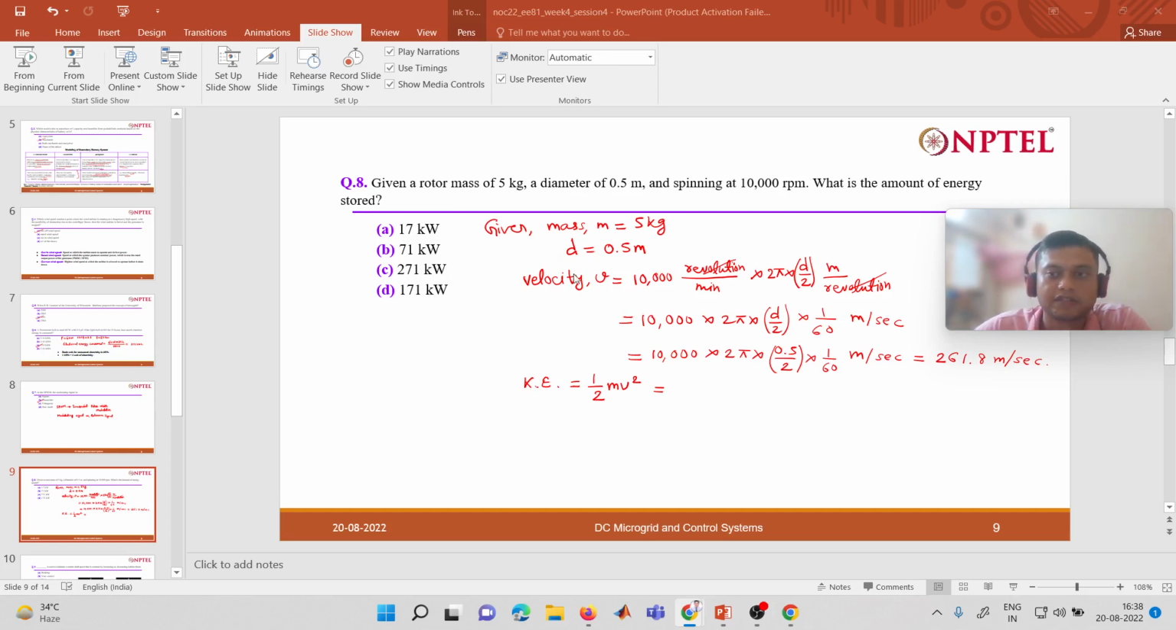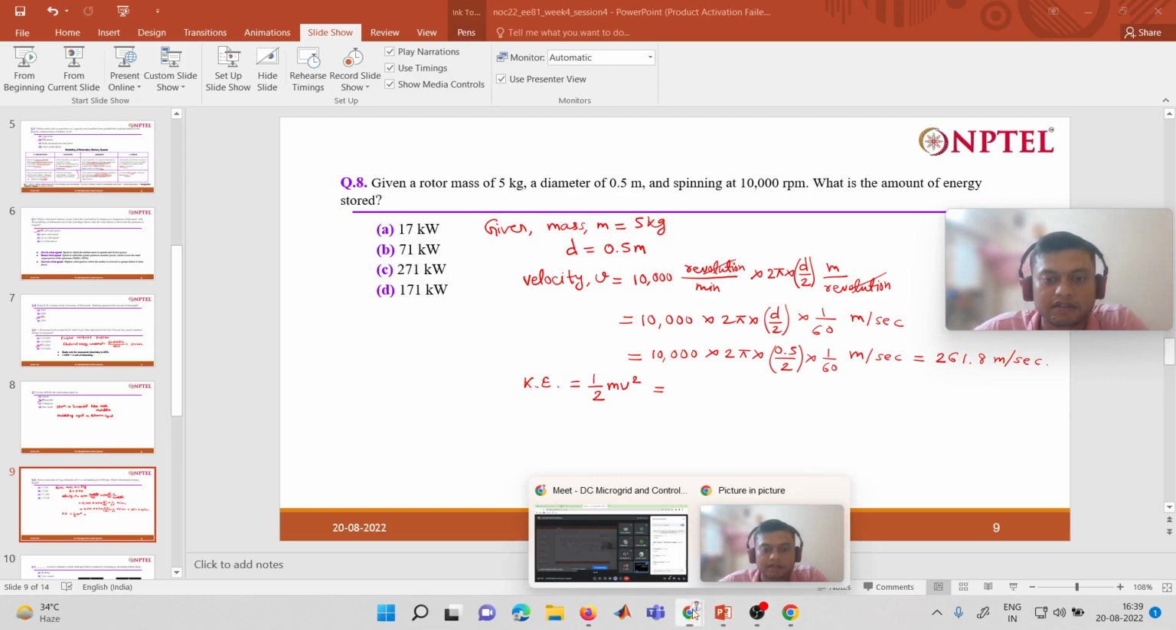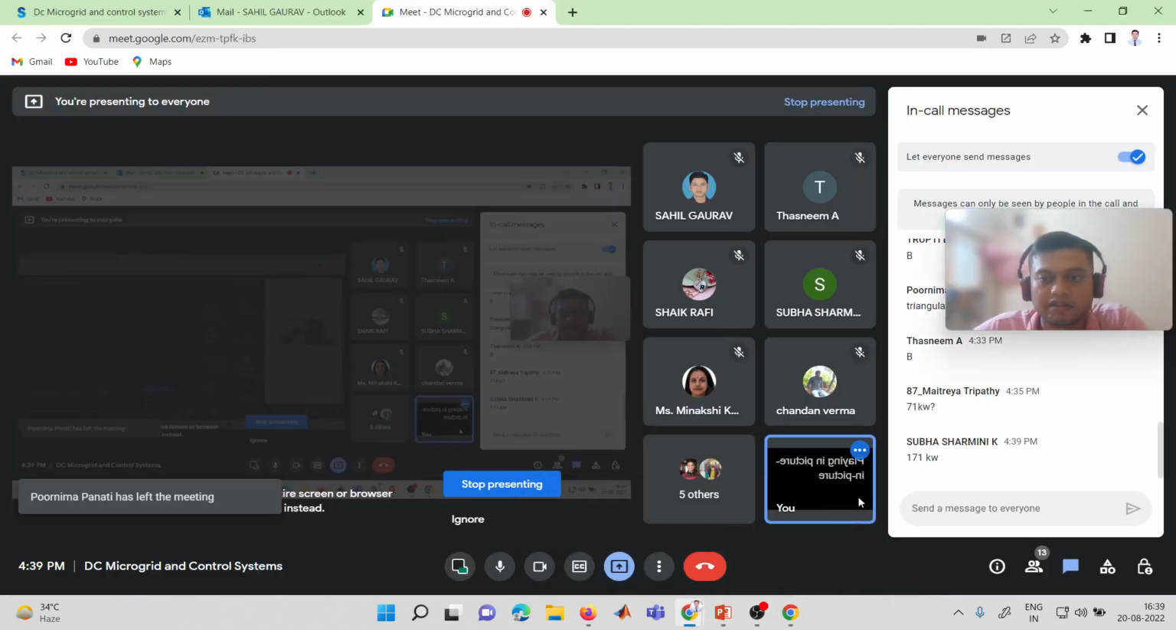Actually the unit of power is kilowatt, and here I am asking about the energy stored. So please consider all these units as kilojoule. So now you tell the answer. I got one answer. Subha Sarmini has given the answer 171. That is correct.